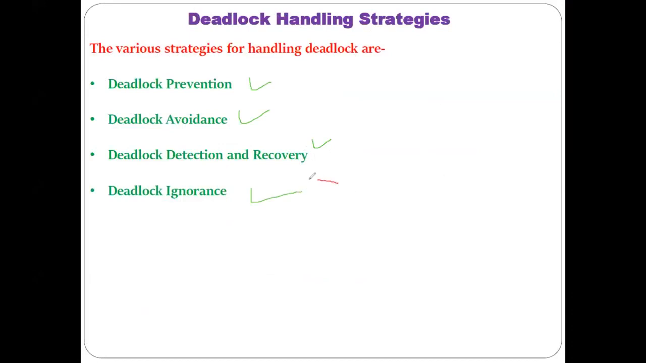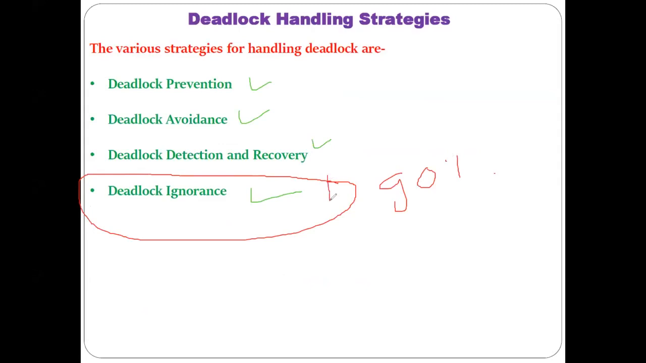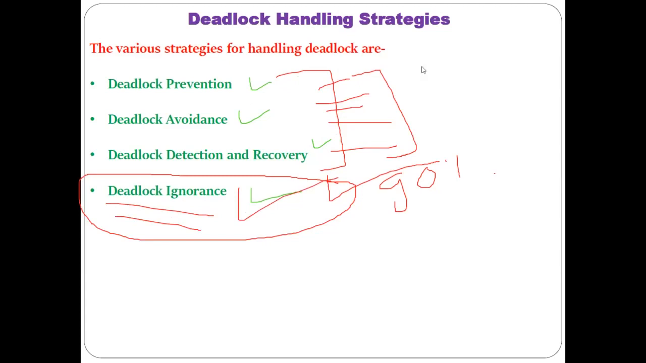Which strategy are normal users like us following? Like us, 90% of users of computers are following this strategy, that's deadlock ignorance. The other three strategies are very costly to apply. They are very complex to apply. That is the reason these strategies rarely get utilized. And where they are utilized, where sensitive work is carried out, where missing a single minute of processing by the computer is also considered a wastage of time, in that case these kinds of approaches can be applied to handle the deadlock. But in the case of normal users, this approach is very good. Okay, that we have already discussed.